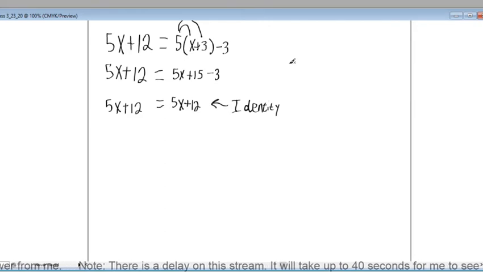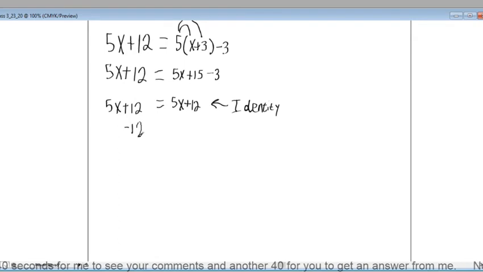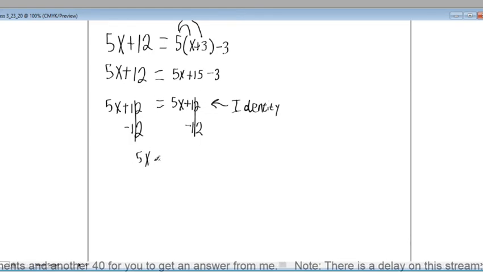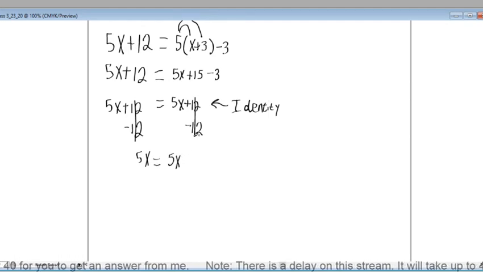Okay, so in an identity, what happens is we have some value equal to the exact same value. And if we were to continue to solve this, so move things around until we get x by itself, so let's see. Minus 12 to this side. Minus 12. That cancels there, but it also cancels here, leaving us with 5x equals 5x. Again, same thing.